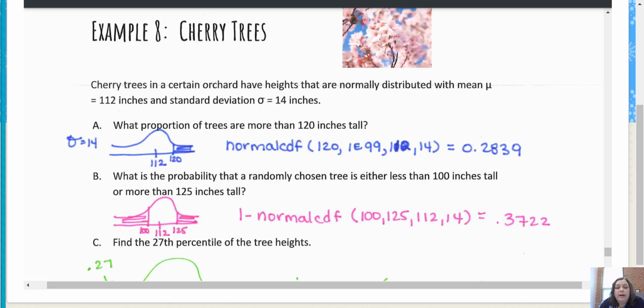So here I have some examples pulled up on the screen that we did in an earlier video with the TI calculator. We're going to do the same ones and get the same answers with Rguroo. It says cherry trees in a certain orchard have heights that are normally distributed with a mean mu equals 112 inches and standard deviation sigma equals 14 inches. What proportion of trees are more than 120 inches tall? So we need to find a proportion. Normally we'll do Normalcdf for that, so we're doing more than 120 inches tall, and just remember that the mean is 112 and the standard deviation is 14.